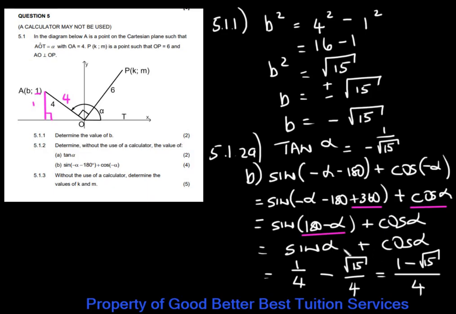And what we do from here is we can go to our sketch and find our values. So sine of alpha is a quarter, cos of alpha is negative square root 15 over 4, and when we simplify that, it's 1 minus the square root of 15 over 4.